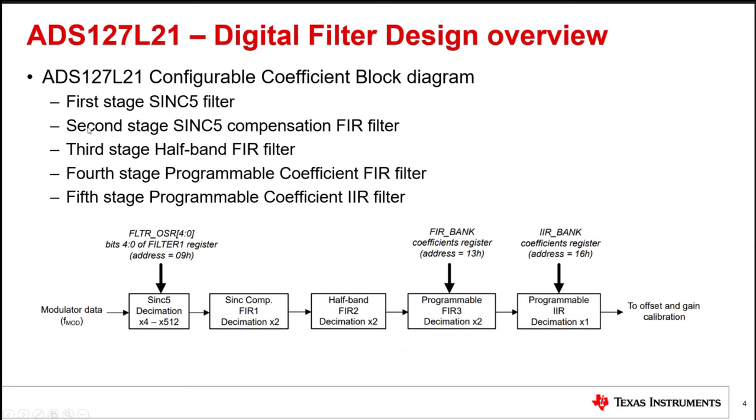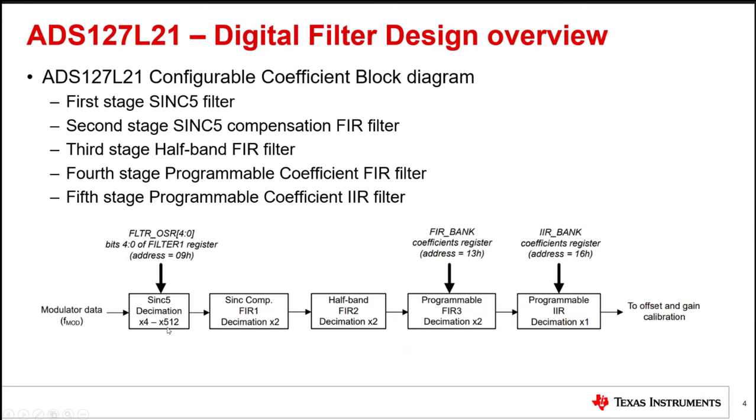But real quick, what the internal filter signal chain inside of the ADS127L21 looks like. There's a first stage Sync5 filter. This is the first stage of filtering straight from the modulator data output. And this is where most of the decimation takes place when you set the OSR settings in the registers of the ADS127L21. You basically are adjusting this from ×4 to ×512. So effectively, whatever the data rate here is on the input, you divide by this level here, and then that's what you get on the output.